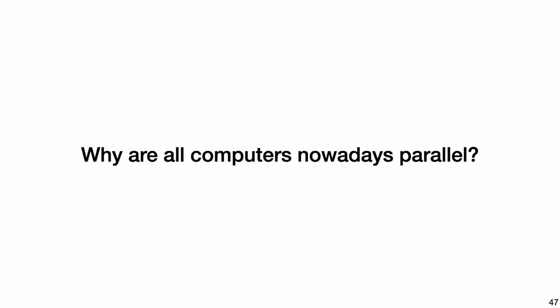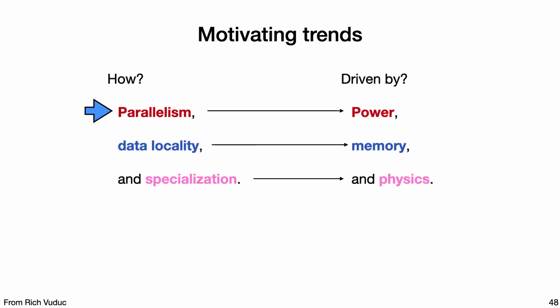Okay, so why are all computers parallel? I guess there are three main trends about why computers are parallel nowadays. One is that we need parallelism for performance. It's not optimizing for power, but power is one of the reasons for it. There's data locality, which is related to memory movement, and there's hardware specialization related to physical limitations.